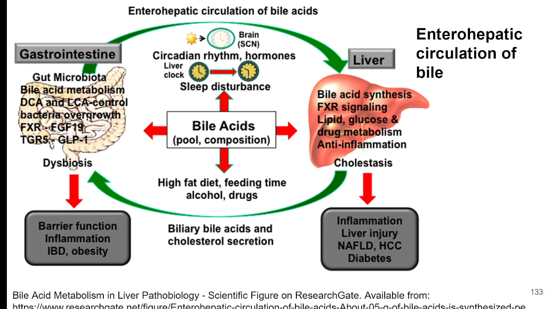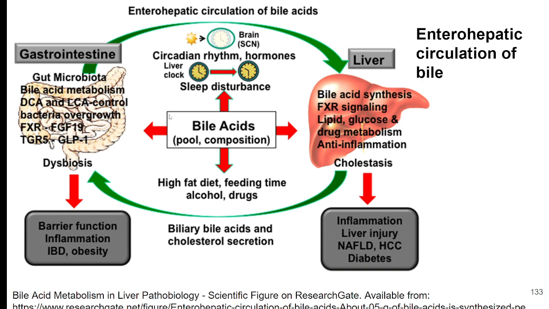Now, this enterohepatic circulation of the bile is also dependent on the circadian rhythm. Bile is secreted into the intestines under two controls: one, the hormonal control, that's the CCK-PZ, and then the circadian rhythm. This helps with normal digestion during diet and fat feeding time. Alcohol and drugs would affect the secretion of the bile. Even the circadian rhythm would be affected if sleep disturbances occur.